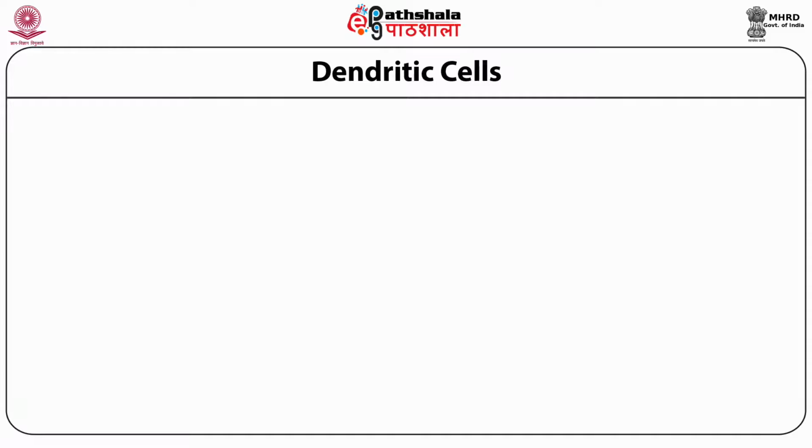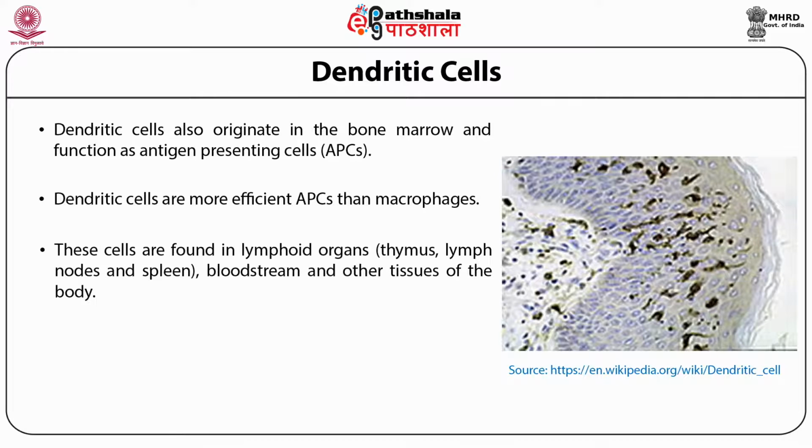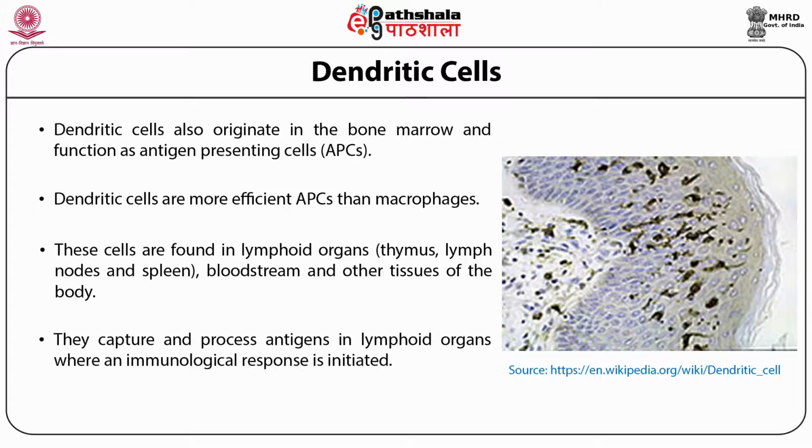Dendritic cells. Dendritic cells also originate in the bone marrow and function as antigen presenting cells, APCs. Dendritic cells are more efficient APCs than macrophages. These cells are found in lymphoid organs, thymus, lymph nodes and spleen, bloodstream and other tissues of the body. They capture and process antigen in the lymphoid organs where an immunological response is initiated.